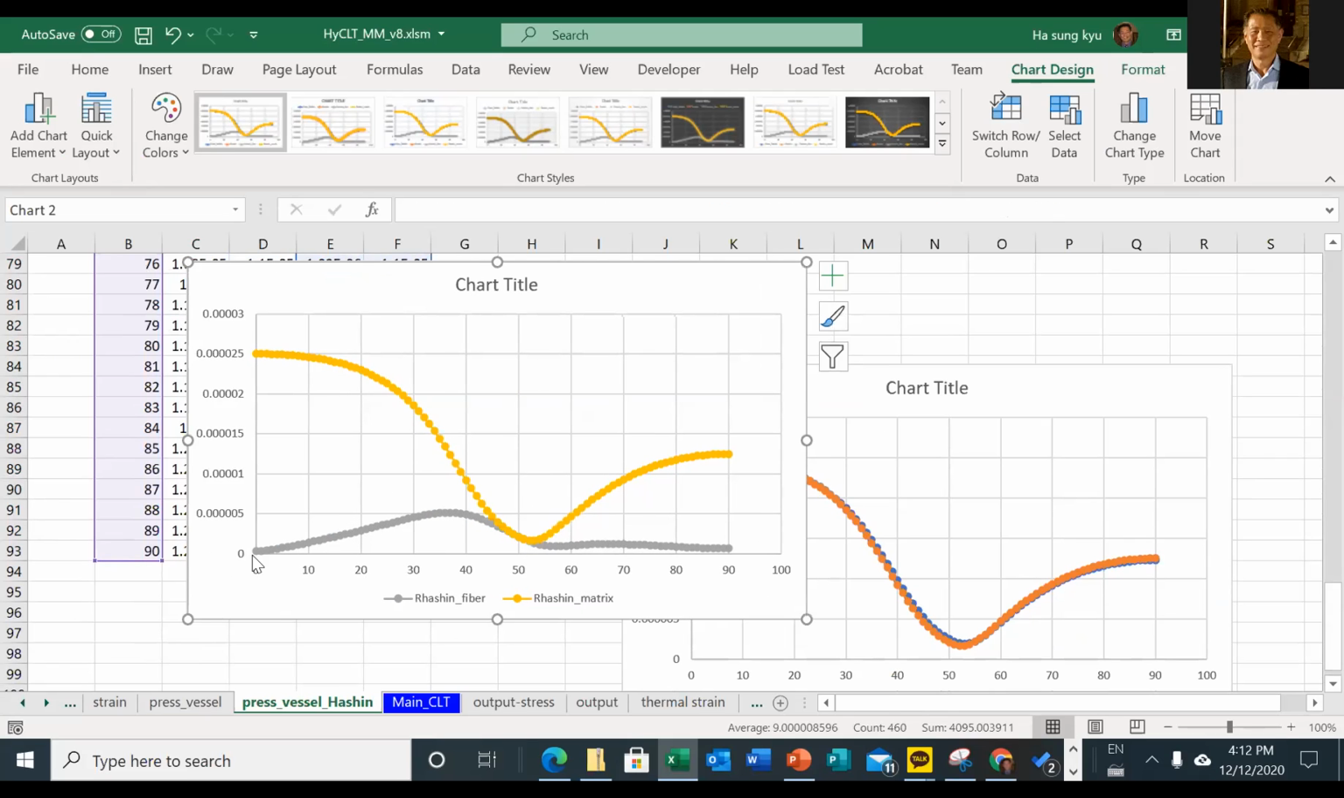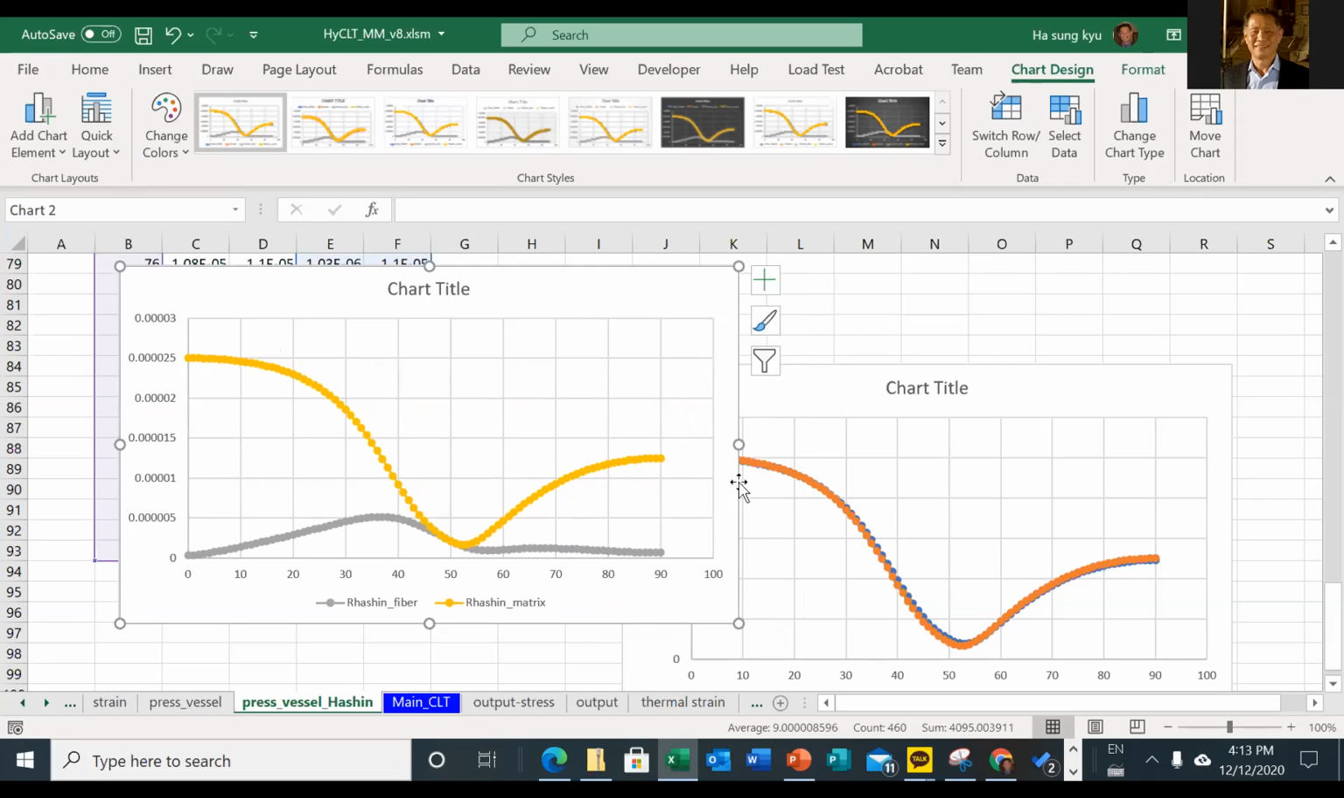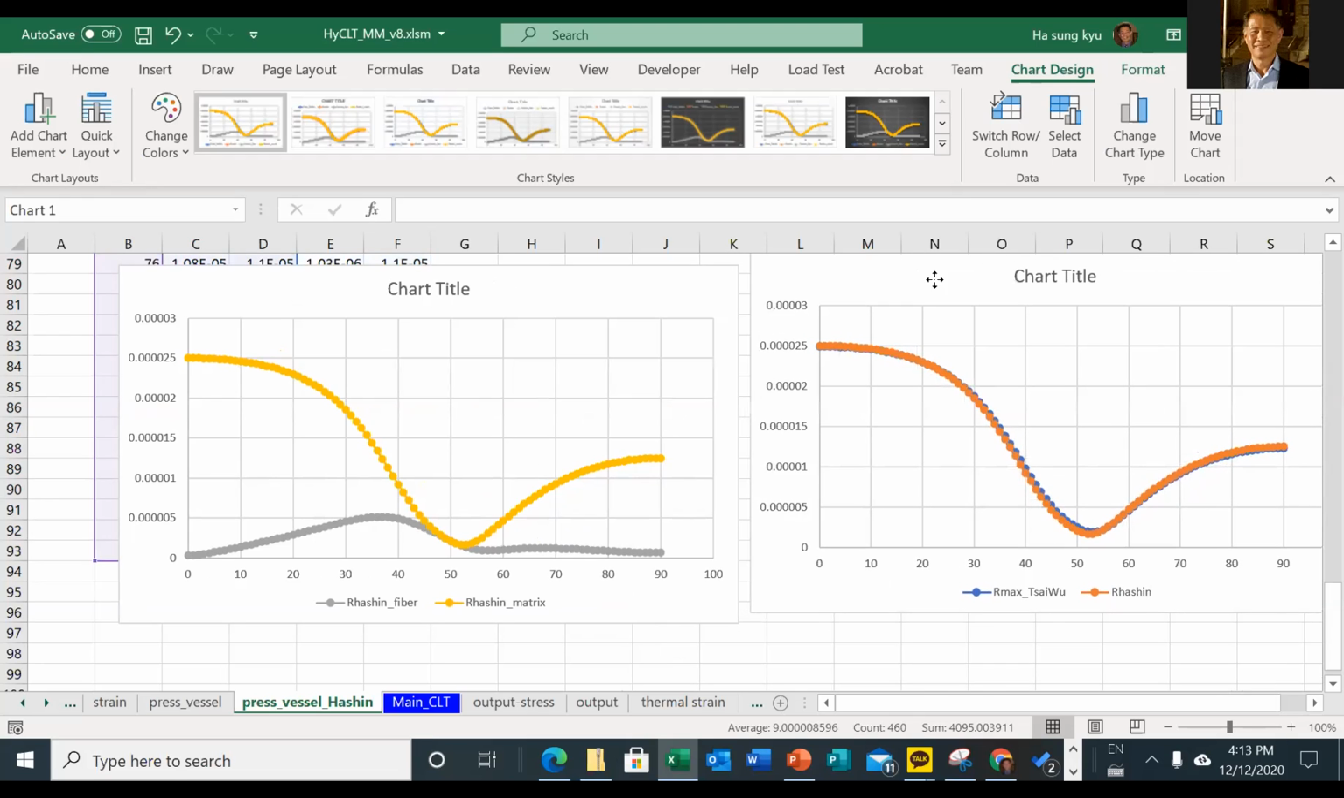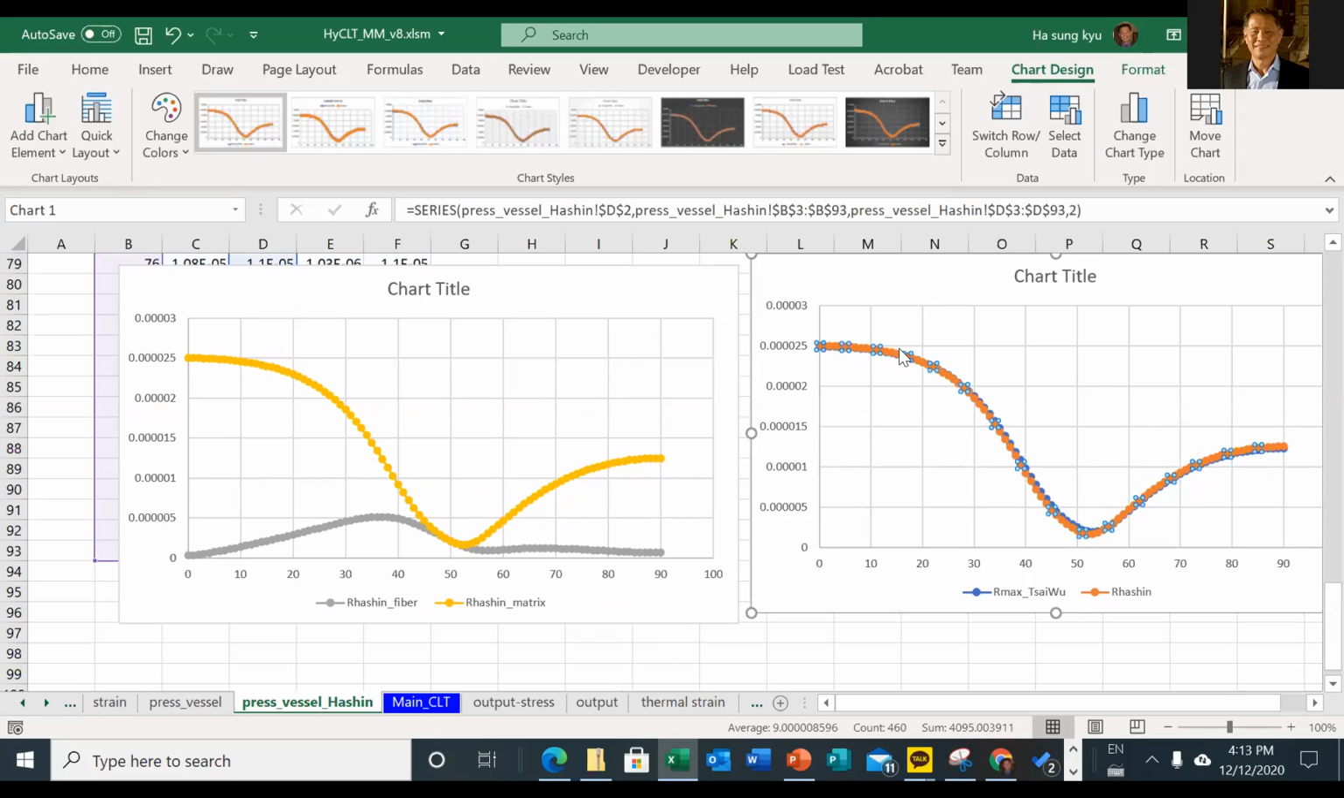See, along this angle from 0 to 90 degrees, this is the strength ratio for matrix mode and fiber mode. And you can see how its values are changing. Compared to this is the maximum of the fiber, matrix. And as you can see, the fiber mode is not so important, and the matrix failure mode is critical along all these angles.